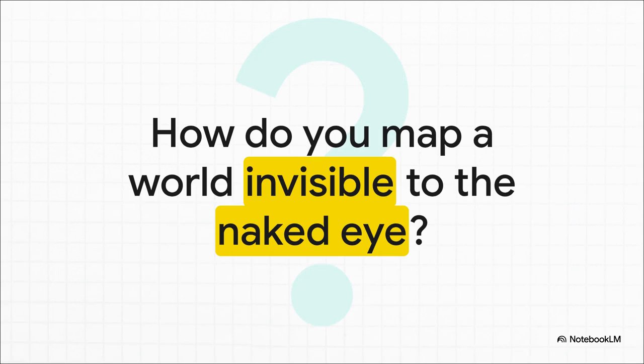And that really is the central question, isn't it? How do you map a world that's completely invisible? I mean, we're talking about structures that are thousands upon thousands of times smaller than a single human hair. So how on earth can we possibly create a detailed 3D map of something we can't even see?